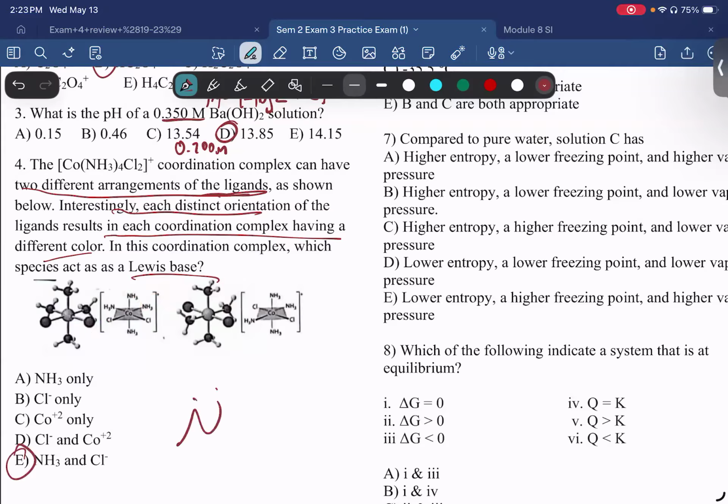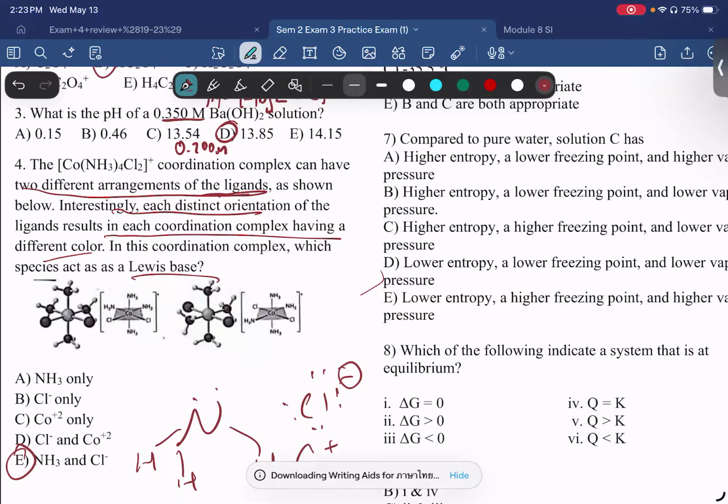You could also draw out the structures for ammonia and chloride, and you see they have a lot of lone pairs, whereas cobalt is Co plus, probably plus two or plus three. I don't really know. It's some plus number, but still.